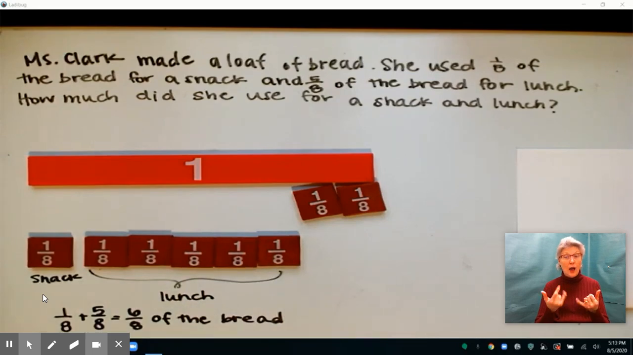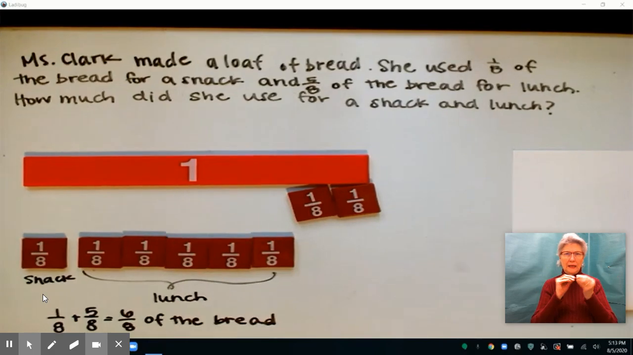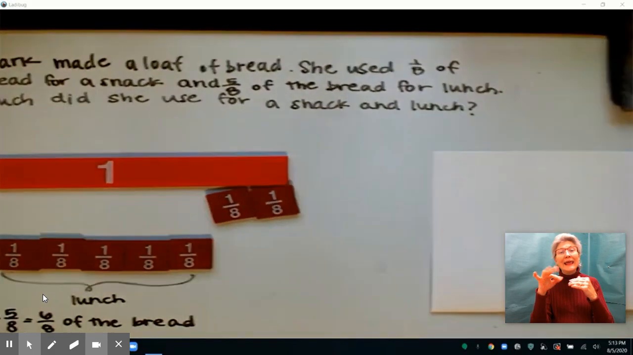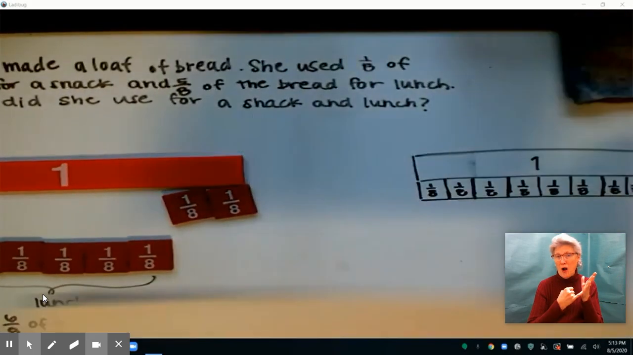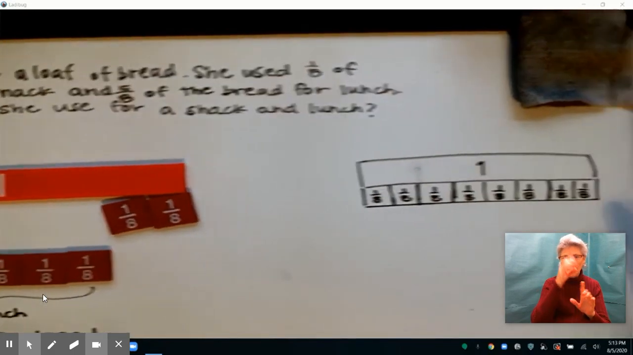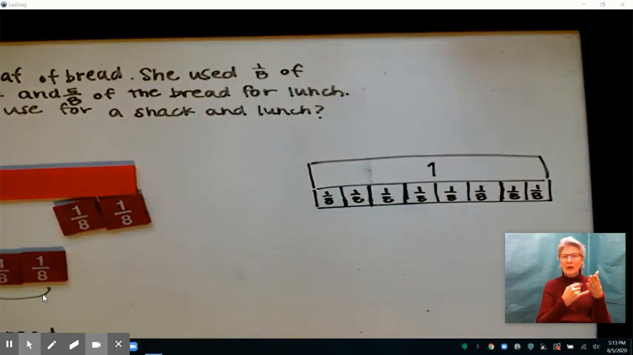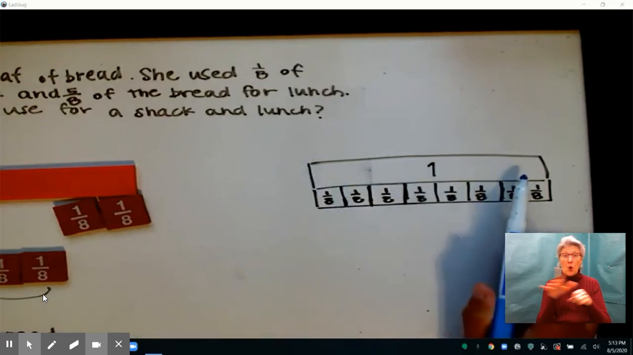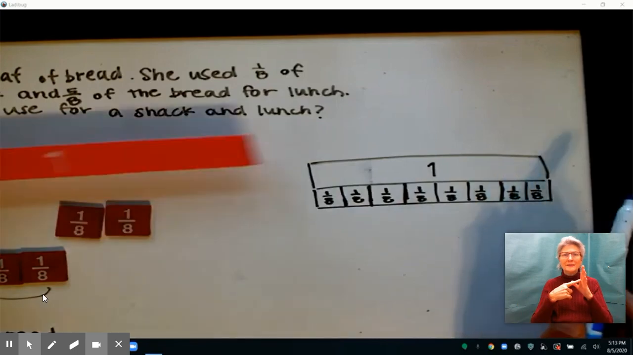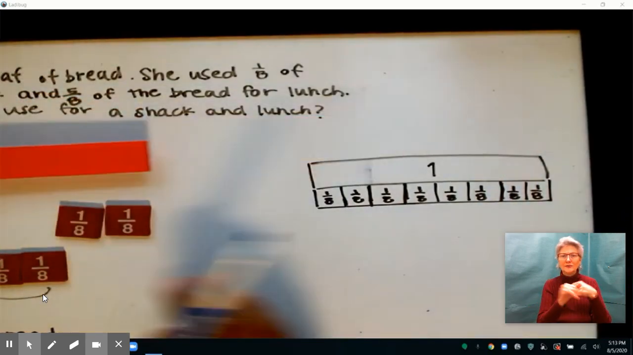Now, I want us to think about what our work might look like if we were asked to complete a model. So I have a quick sketch here of what a model might look like that we're provided with to solve a problem like this. And what I know is that this one whole represents the whole loaf of bread, just like my one whole fraction strip did.